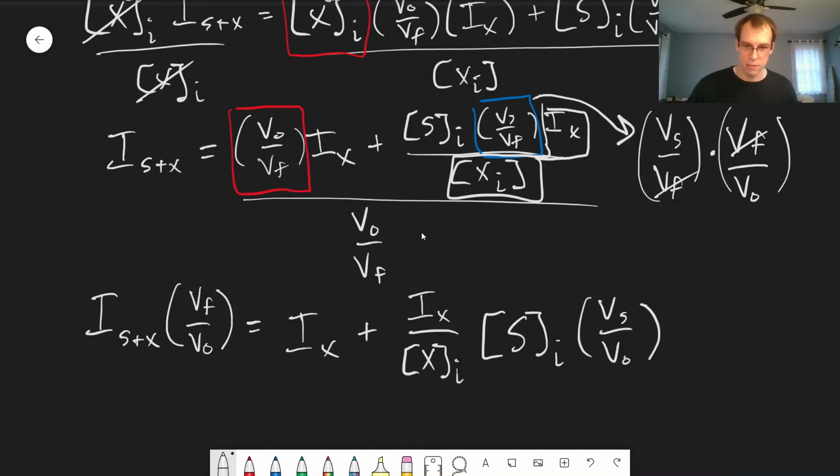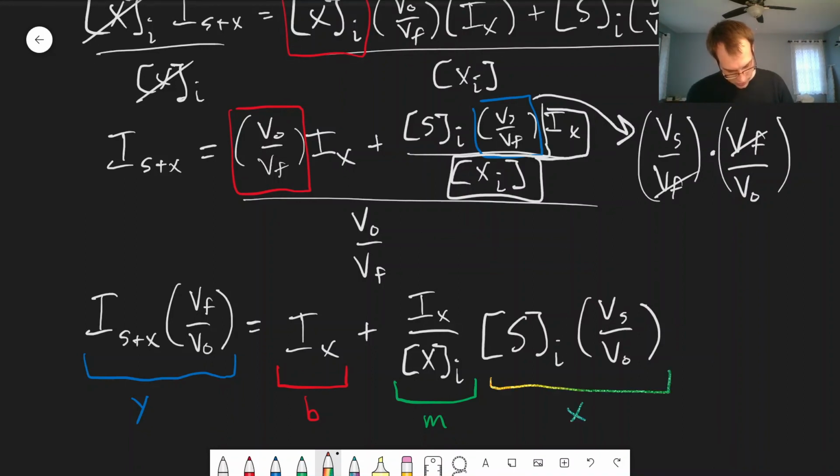So let's point out which parts of these are y equals mx plus b. Let's do this in blue. This is our y, which is going to go on our y-axis: the I of s plus x times Vf over v naught. Ix here is the intercept. This is b. Ix over xi is our slope. And then our x values, we'll use rainbow color here, are our standard addition: the concentration of our standard times Vs over v naught.